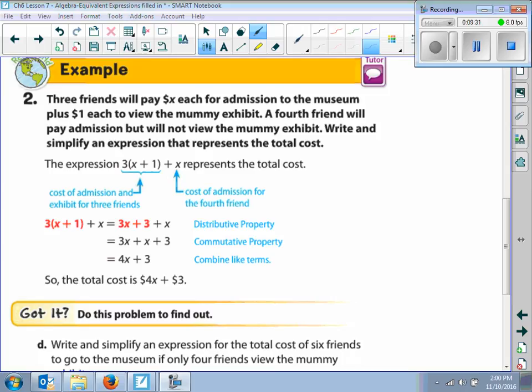So what does that look like to you in red? What property? Distributive. So we're going to take that 3 and send it through the parentheses. So 3 times x is 3x. 3 times 1 is 3. And then we tack on that plus x. Now at that point, we can start putting our like terms together. So 3x plus x is 4x, and then we bring down the 3. So the expression for their total cost is $4x plus $3.